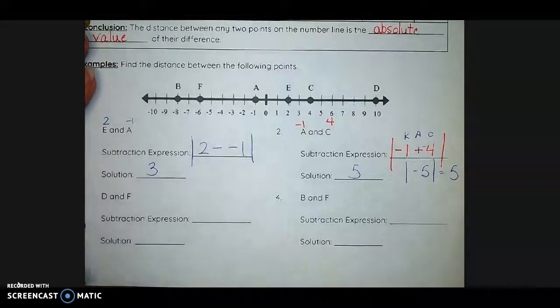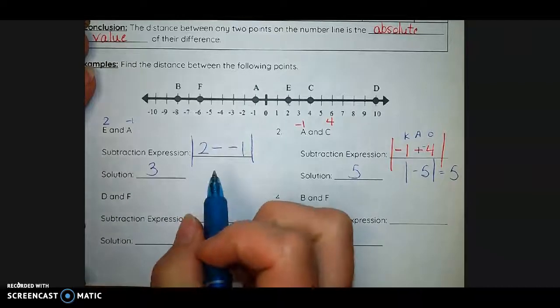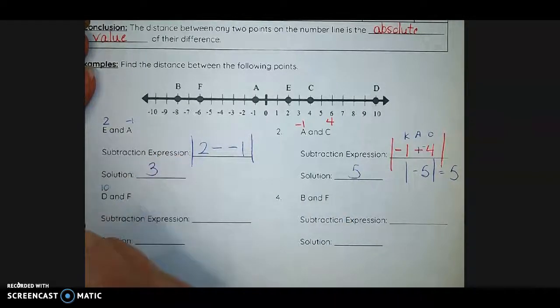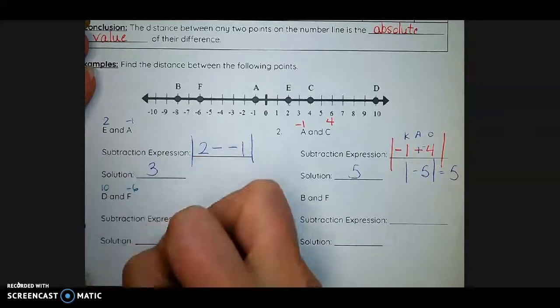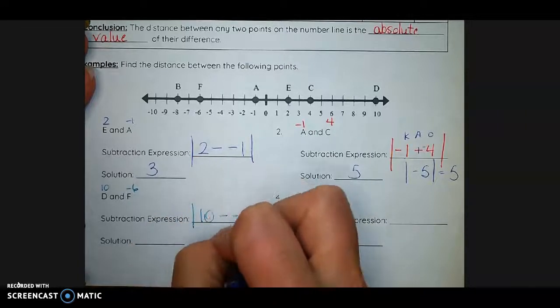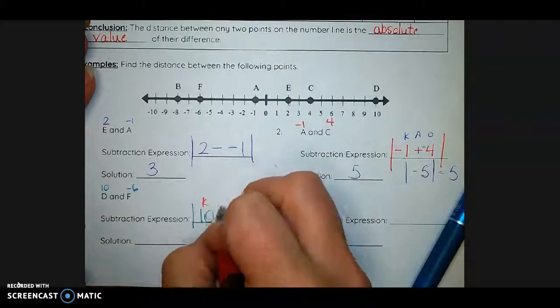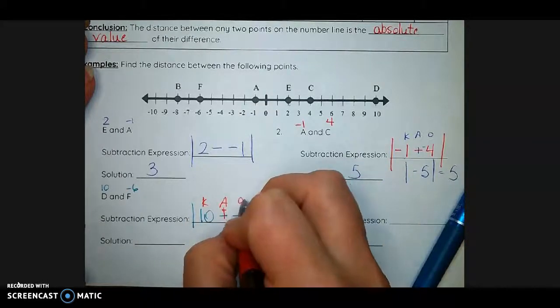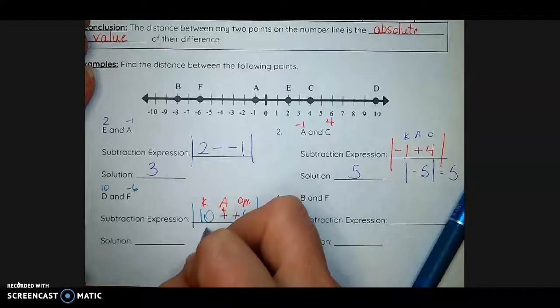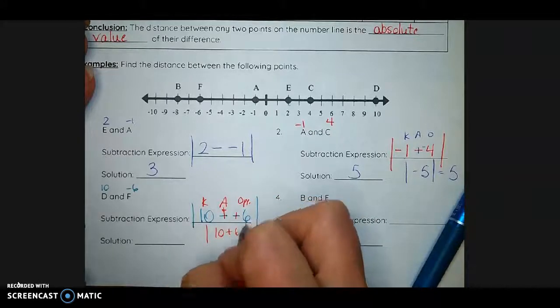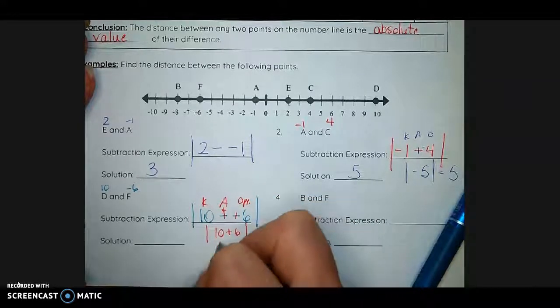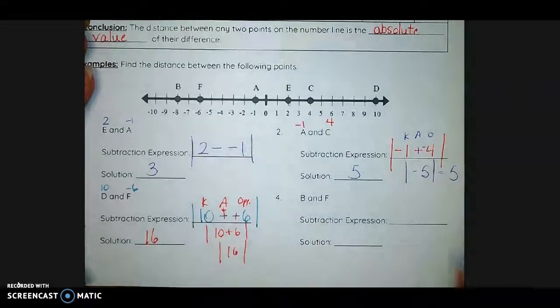D to F, I've got 10, and F is -6, so 10 minus a -6. That's keep, add the opposite. The opposite of -6 is +6, so I've got 10 plus 6, so the absolute value of 16, which is 16.